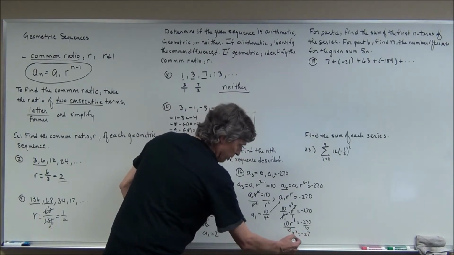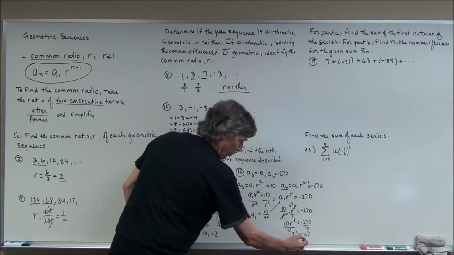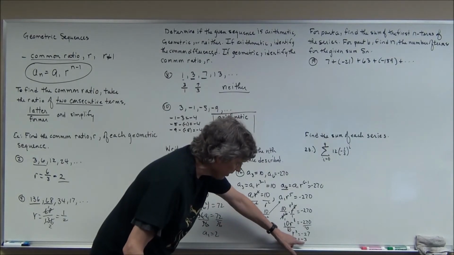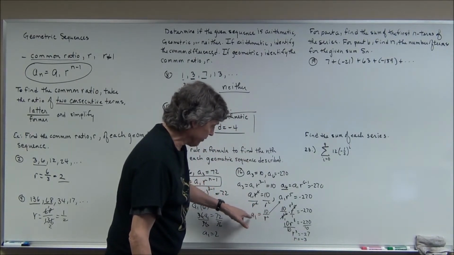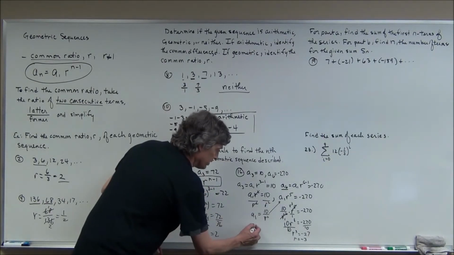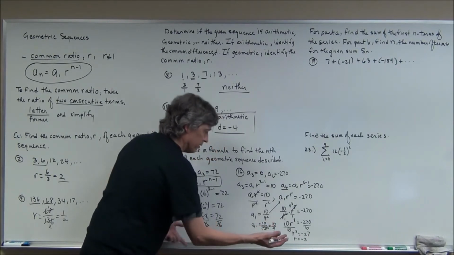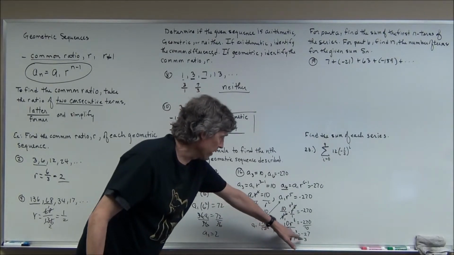Well, take the cube root of both sides. What number times itself again is negative 27? It's negative 3. And if r is negative 3, I can plug negative 3 right back into here and find a sub 1. A sub 1 is equal to 10 over negative 3 squared, which is 10 over 9, positive 9. So there's my a sub 1, there's my r.